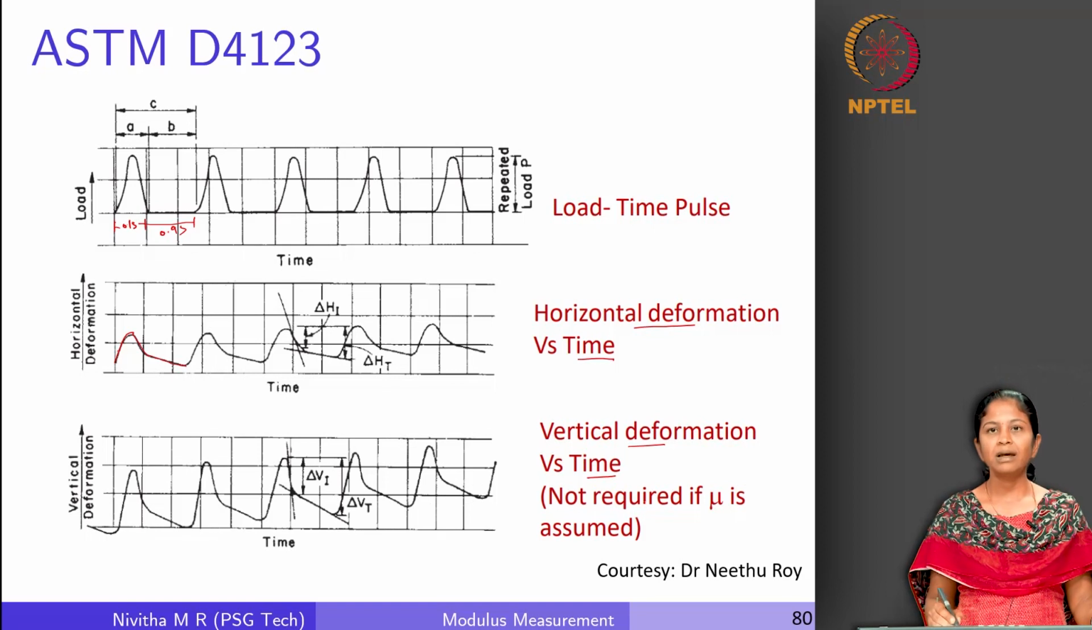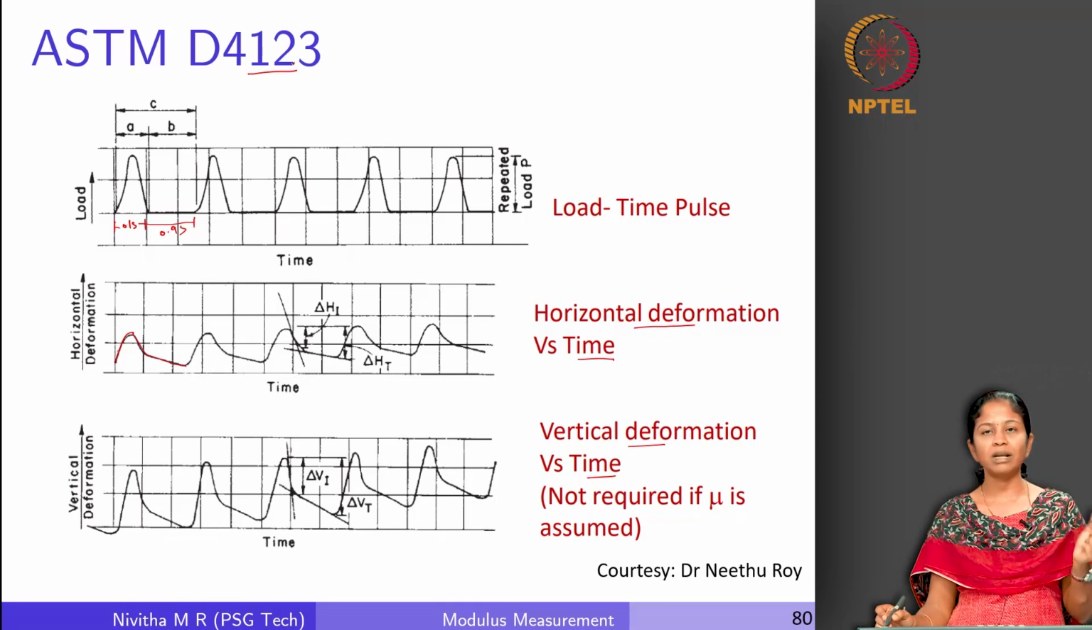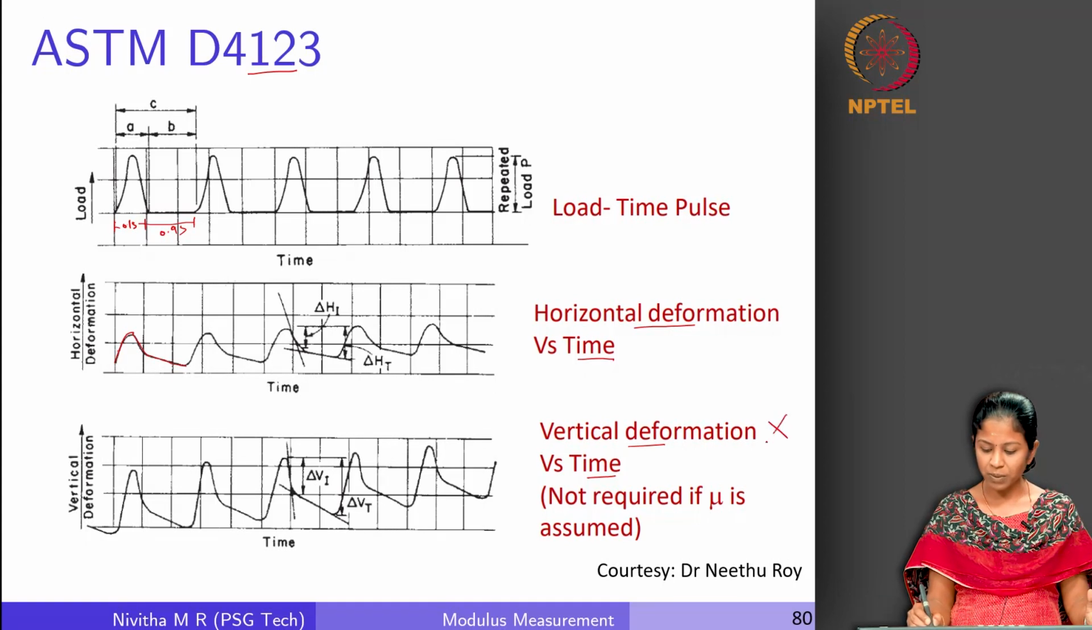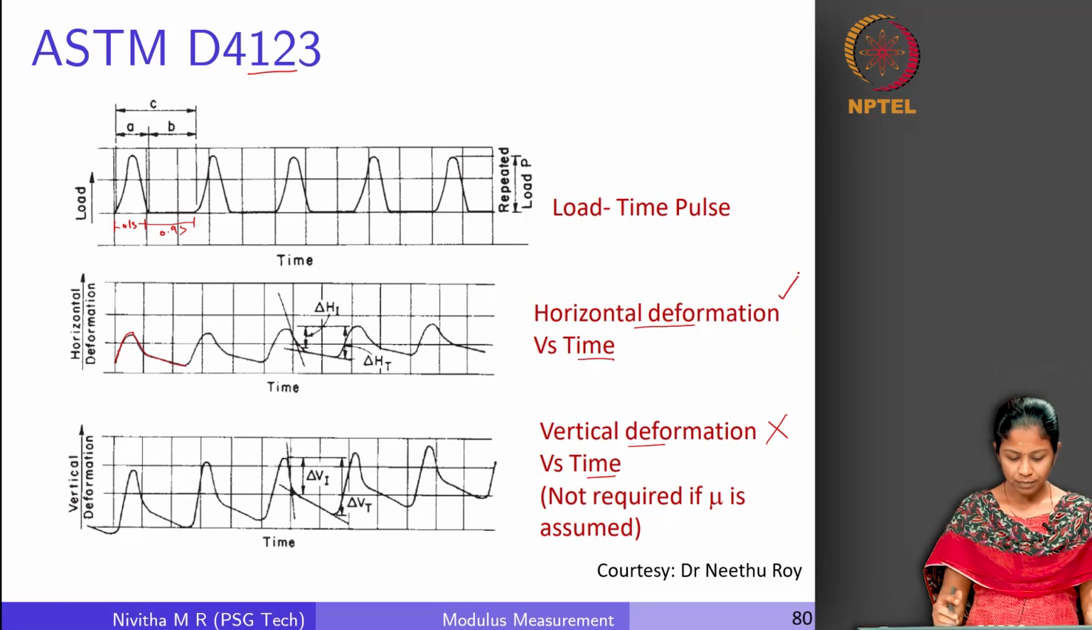Again, you should note that if you do not want to compute Poisson's ratio, you do not have to measure this, but this particular standard has provisions to measure both horizontal and vertical deformation and compute Poisson's ratio if it is required. But as per the suggestion given in IRC 37, you do not have to measure the vertical deformation and you do not have to compute Poisson's ratio. So, for a moment let us forget about this vertical deformation, consider only the horizontal deformation, right.